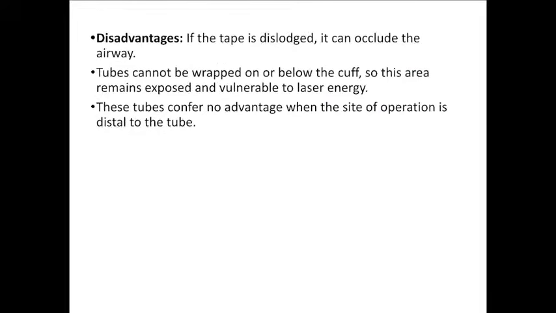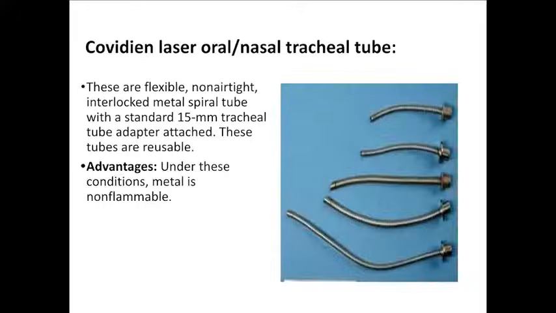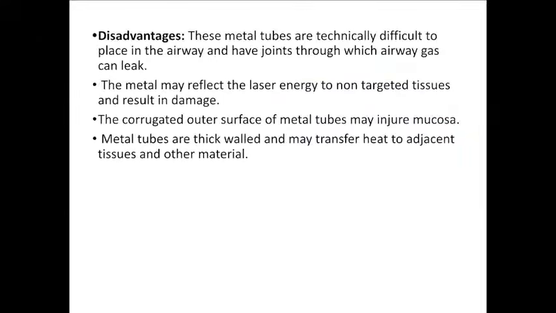This is the laser shield tube. This comes with already a silicone wrapped rubber tube with aluminum wrapped over a Teflon, and the pilot balloon has methylene blue in that. Advantage is wrapping prevents the laser beam from igniting the tube. Teflon coating is smoother, less traumatic than most manually wrapped tubes. But the problem is, if the tape is dislodged, it can occlude the airway. And the tubes cannot be wrapped below the cuff. If the surgical area is below the vocal cords, then this tube is not of any use.